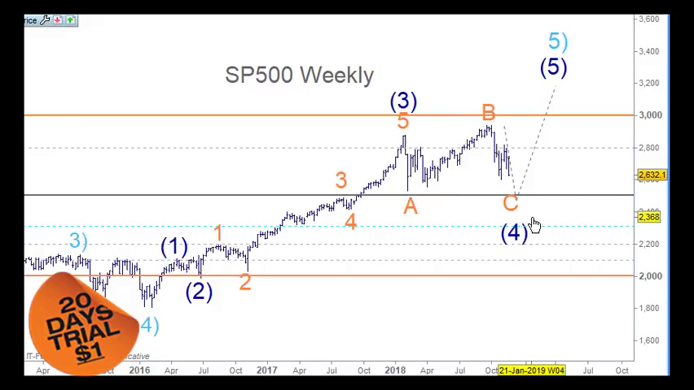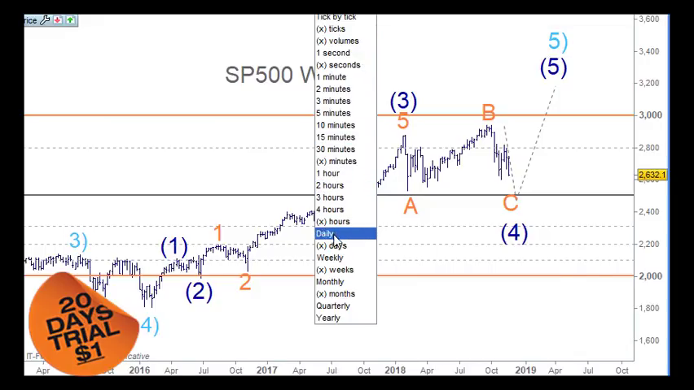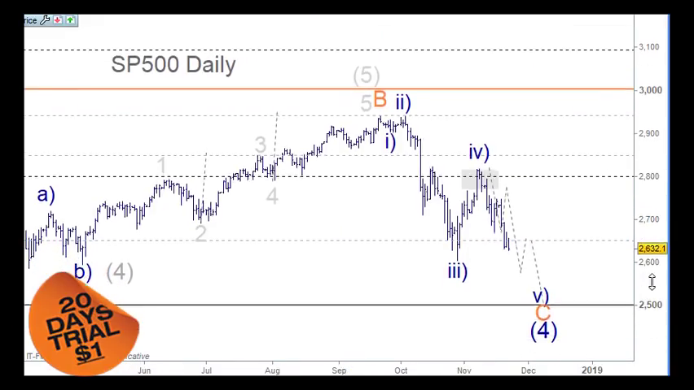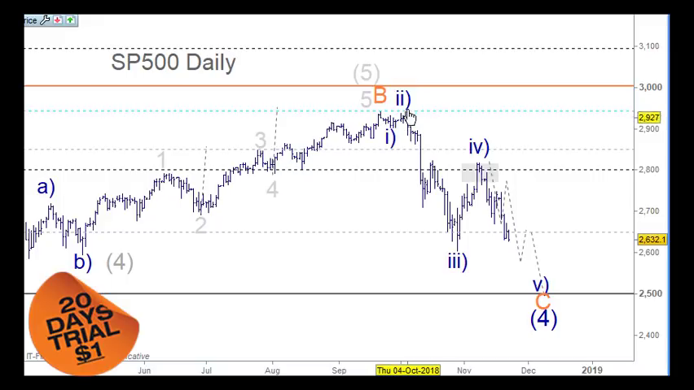The other pattern this can be would be a running triangle, which is on our website, but let's just stay with our primary count here. So from B down to C here, we're looking for 5 waves within this structure, and moving into the daily chart to pick those 5 waves up, from wave B here is 1 and 2, and then there's 5 waves in wave 3 here, and then there's wave 4 here.